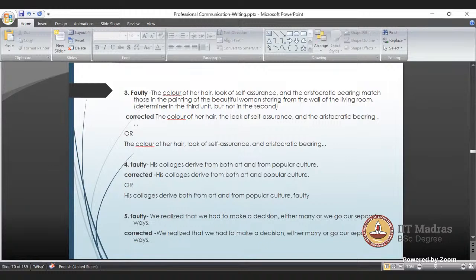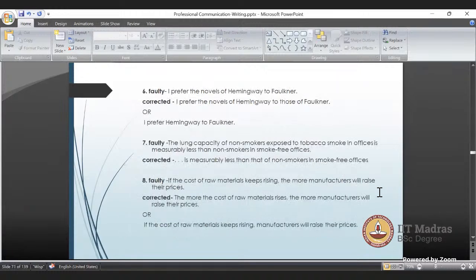We realized that we had to make a decision, either marry or we go our separate ways, right? So either and or, the last sentence, the fifth one. So using either on the first one, then you just maintain that segment of either and or. You don't have to insert an unnecessary "we" in between there because that will hamper, that is going to destroy the parallel construction. So you simply say, we realized that we had to make a decision, either marry or go our separate ways. No need of adding anything in between that, right?